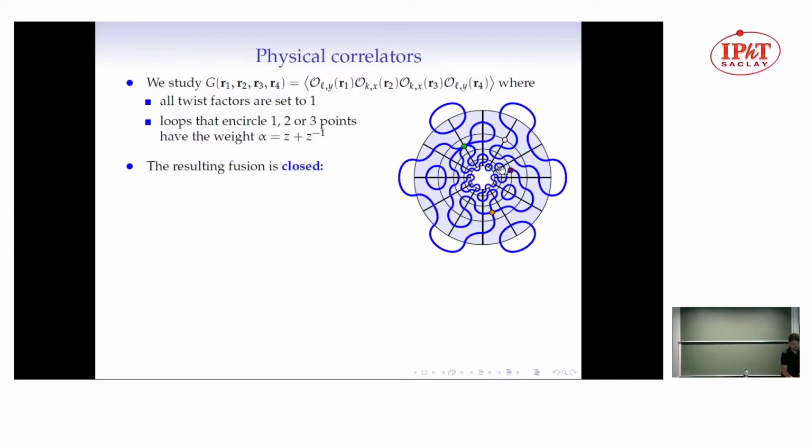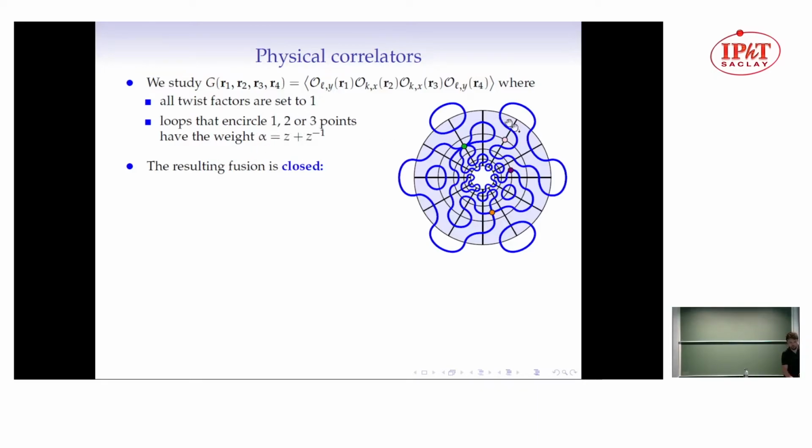Okay, and we're going to select a very physical situation where all twist factors are set to 1. Like if some of these wrap around, we're not going to care about this. And then we're going to choose that any loops that go around one of these points, so 1, 2, or 3 of these points, will have a weight alpha, which is z plus z inverse. The loop model is very rich, and now we're focusing on certain correlation functions in particular, but the richness of the model means that I could make different choices here. But here I'm making a very specific choice.